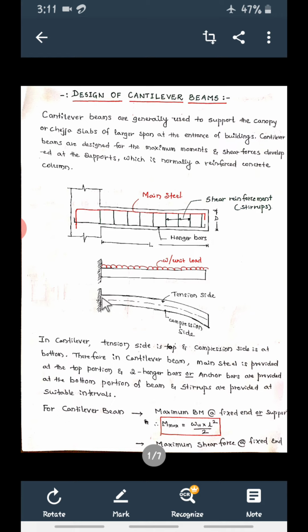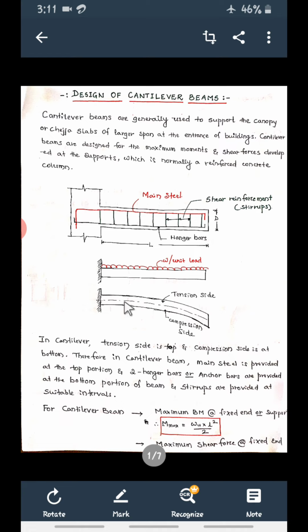Now, where do we provide the main reinforcement? Where the tension comes, there we have to provide the reinforcement. So at the top, the main reinforcement is provided in the cantilever beam. Remember, this is most important. At the top, the tension side comes and the main bars are provided at the top.